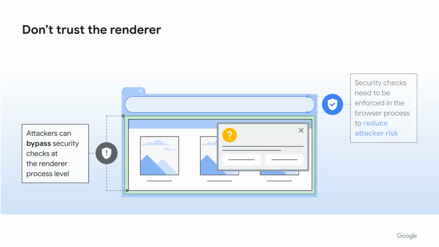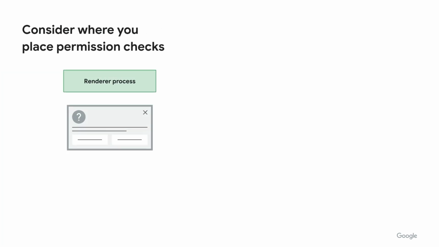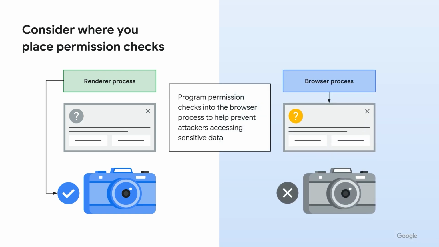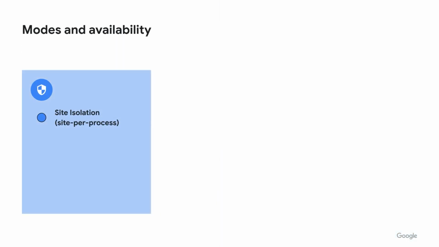Secondly, don't rely on the renderer process for security checks. It might sometimes be more convenient to only put a check in the renderer process, but attackers can often bypass these checks, so they need to be enforced in the browser process. An example of this is requiring a website to have permission before using a device's camera. If the permission check is programmed into the renderer process, an attacker can skip this check and turn a user's camera on. If the permission check takes place in the browser process, this makes it much harder for an attacker to bypass the check. It's important to note that site isolation protection levels in Chrome vary by platform.